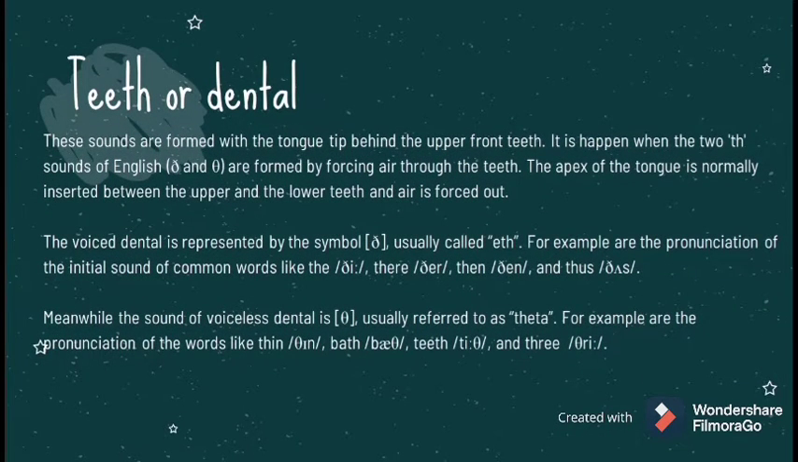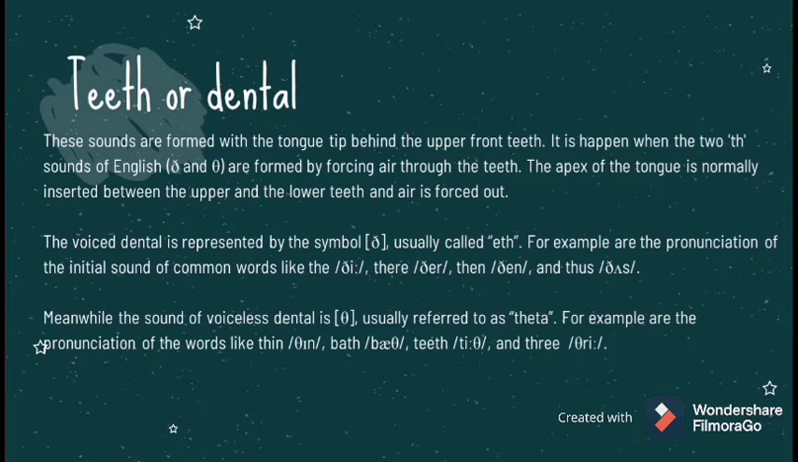Okay, the next is teeth, or dental. These sounds are formed with the tongue tip behind the upper front teeth. It happens when the two th sounds of English are formed by forcing air through the teeth. The apex of the tongue is normally inserted between the upper and the lower teeth, and air is forced out.